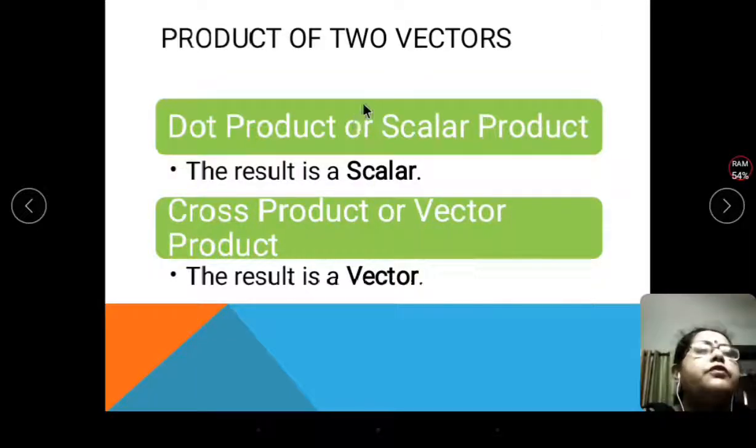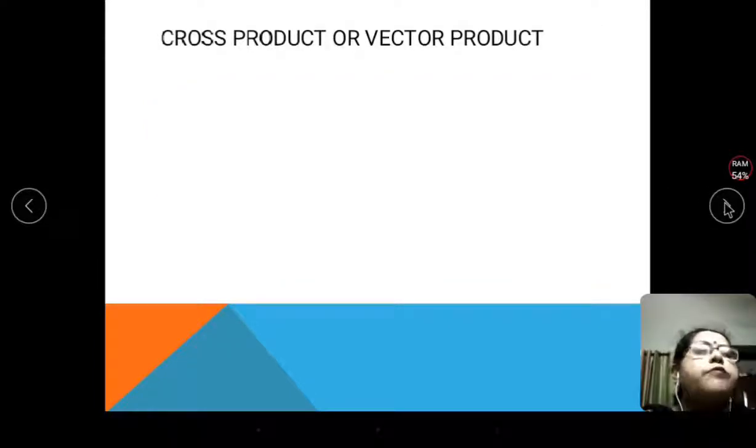Now for a second, for recapitulation, what was the scalar product? If we have two vectors A and B, then the scalar product or dot product A dot B is given by the product of the magnitude of the vectors A and B and cosine theta, where theta is the smallest angle between A and B. Now let us see how do we define vector product or cross product. And as the name suggests, we will of course expect that now the result of the multiplication of the two vectors will be a vector quantity.